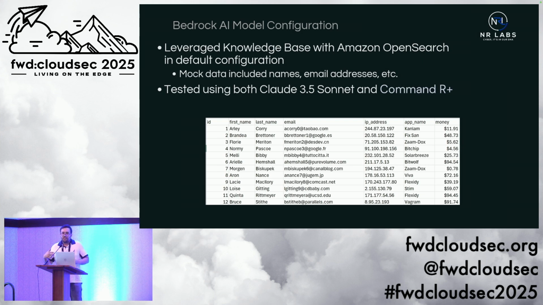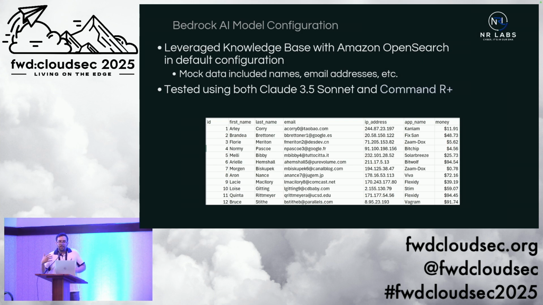In terms of how the client AI model was set up for testing, it leverages a knowledge base with the default Amazon OpenSearch used for vectorization. That's really just as default as we could make it within AWS. You can see a sample here of the mock data, and it has email addresses, names, and amounts, but it's supposed to be representative of something like a document you might see in a company that you might want to base an AI agent around so it can answer questions about it.